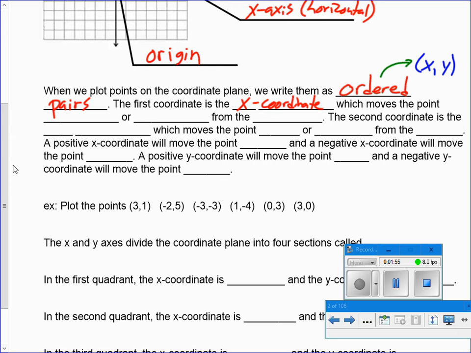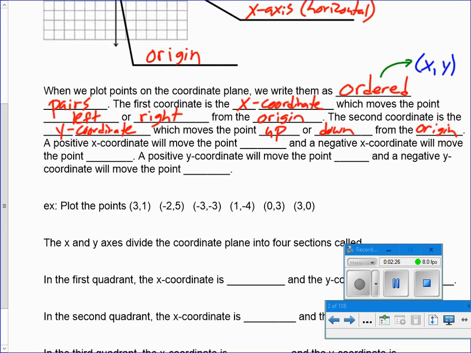The x-coordinate is what's going to move you left or right along the x-axis, starting from the origin. Alright, the second coordinate is the y-coordinate. This is a coordinate that's going to move the point up or down along the y-axis. And again, it's starting from the origin. Alright, so always our starting point is 0.